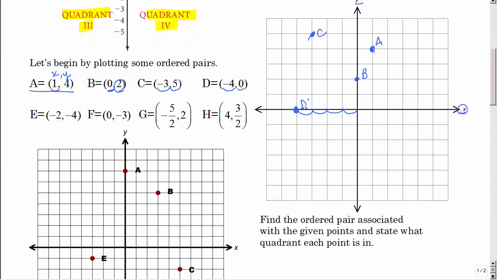You just need to be careful which way you're going, up, down, left, right, and you're always going side to side first and then up and down. E, negative 2, negative 4. Going to go left 2 and now down 4, that negative in the y direction. F, that says don't go side to side any, but go which direction? Down 3.